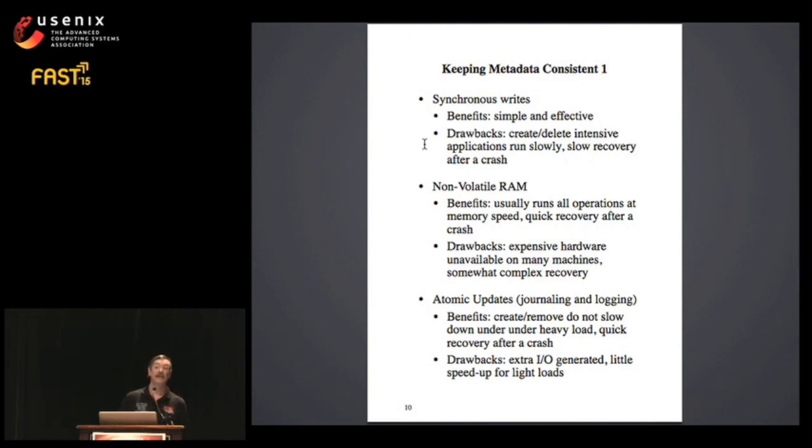There's lots of different ways you can do this. I'm not going to really drill down into all of these, but I just want to catalog them because it's interesting to look at all the different ways that people have found to solve this. The original way was synchronous writes. You just ordered the writes and made sure that everything was done in the right order, and then the file system was consistent. It was simple, it was effective, it was easy to figure out, but it was slow for a lot of creating and deleting of small files.